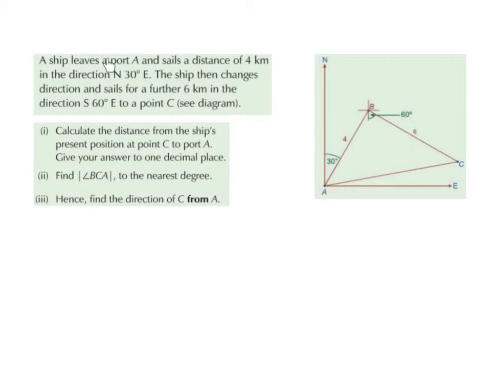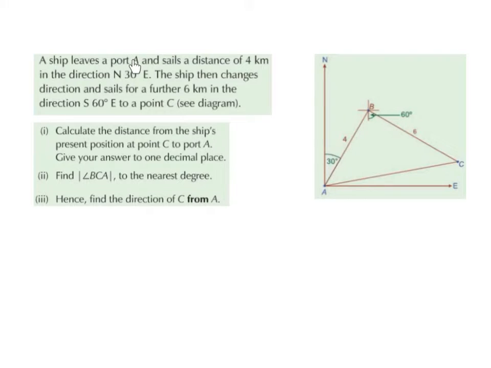A ship leaves a port A and sails a distance of 4 kilometers. So here is port A, and here's the distance of 4 kilometers, in the direction of north 30 degrees east. So this is our north line, and from the north line we move 30 degrees to the east, and that is the angle at which the ship travels, and it moves a distance of 4 kilometers.